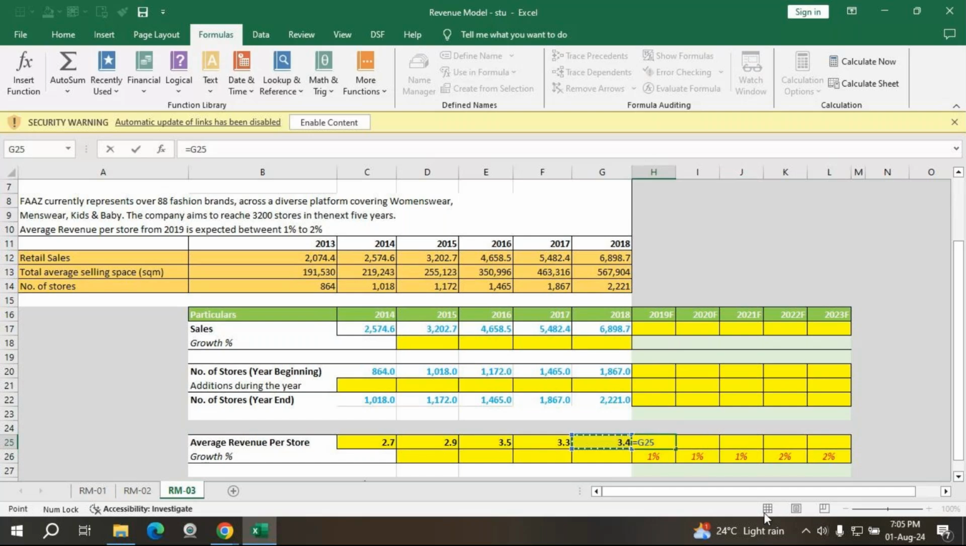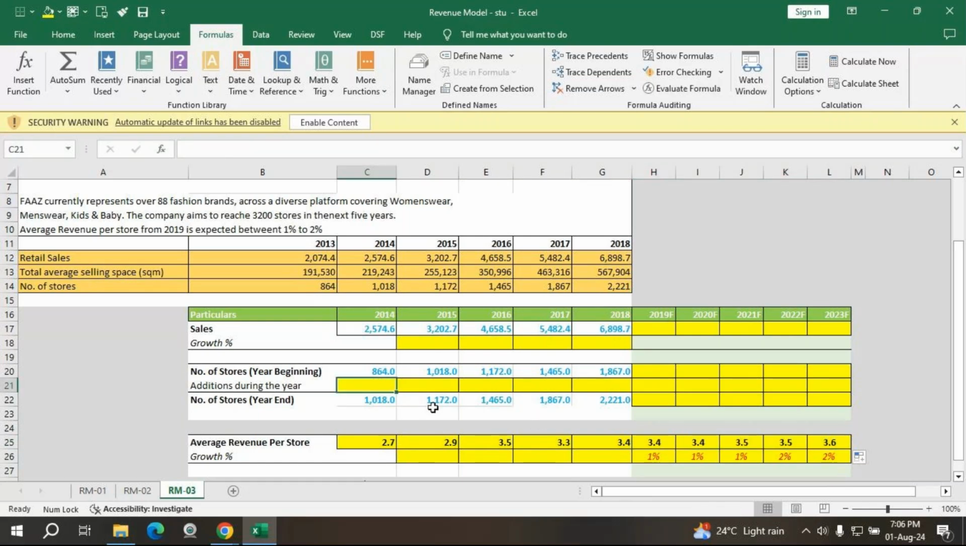So what, multiplied by 1, the value is going to remain the same, plus this 1%. Okay, so it is 3.4 for the first year, and I'll come and drag it. So here it is up to 3.6. The average revenue per store has increased year on year. Okay, so now this is done.